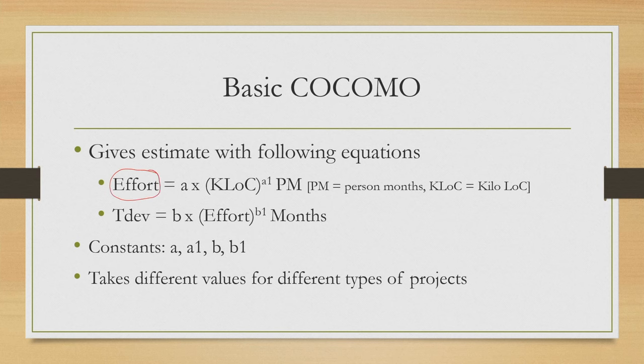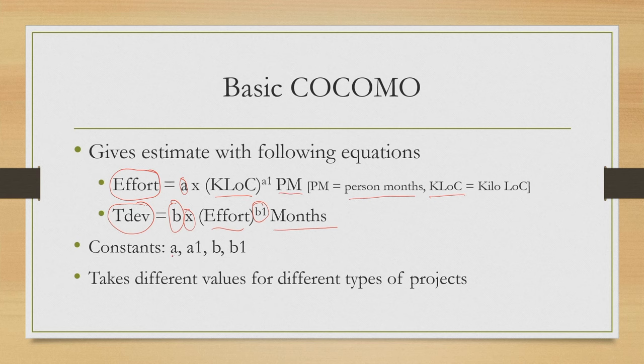expressed or can be computed in this way: Effort = A × (KLOC)^A1 PM. Here PM stands for person months and KLOC stands for kilo lines of code, or thousand lines of code. Another metric is TDEV, time to develop, which is B × (Effort)^B1, and the unit is months. So the unit for effort is person months, and the unit for total development time is months.